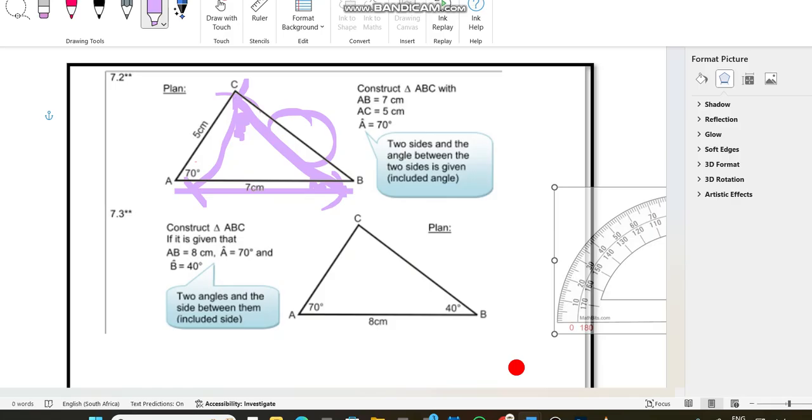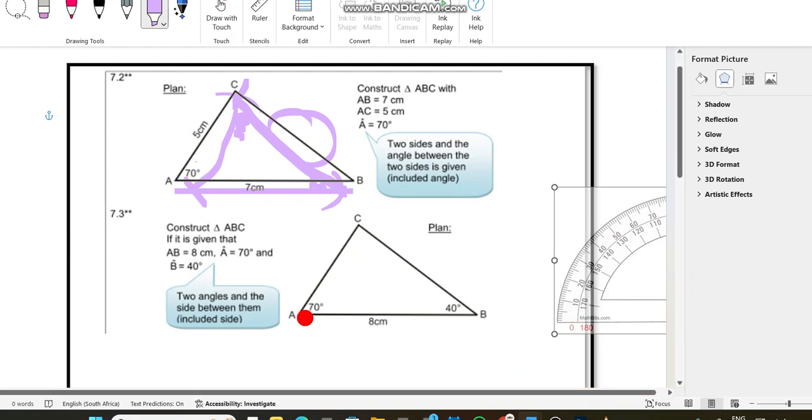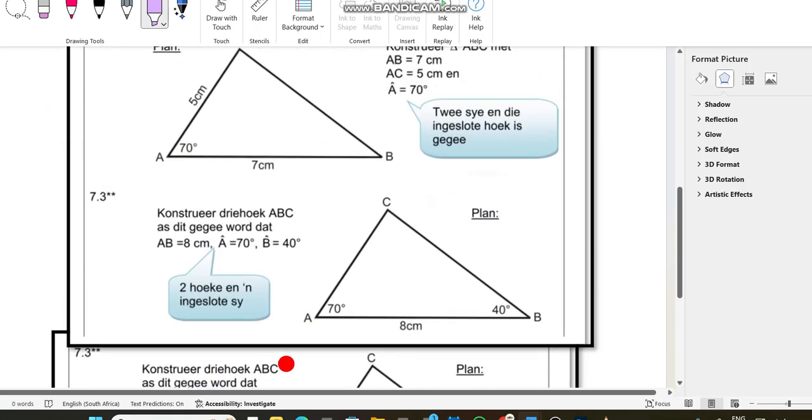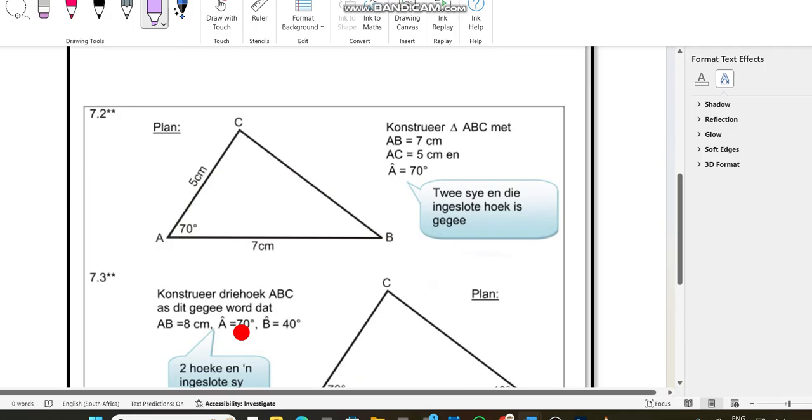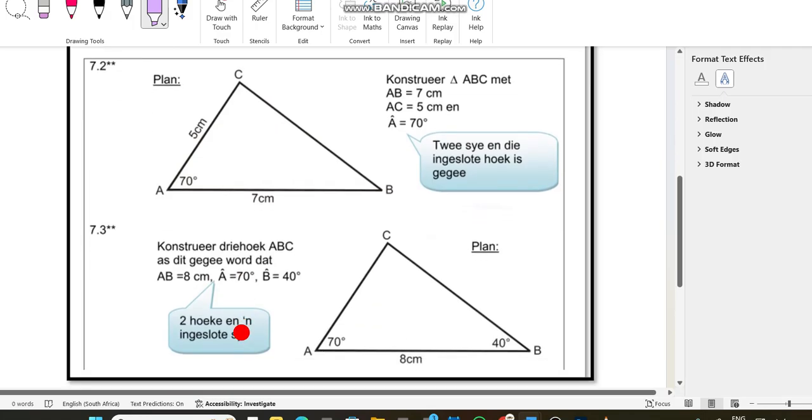At number 7.3, it asks you to construct that triangle and it gives you one side and then it gives you two angles, right? So let's see if you can do that one. Once again, I will help you after you've tried it on your own first. So this is now the English. If you would like to read the Afrikaans, this is where you will stop your video.